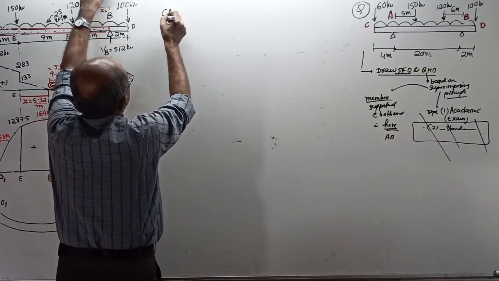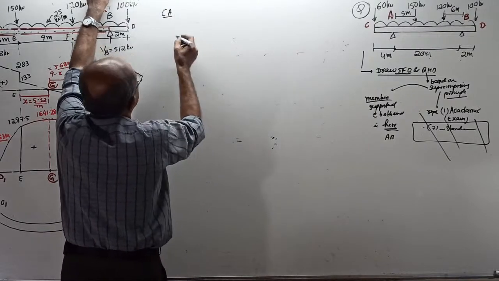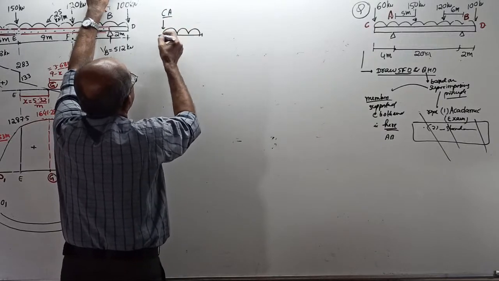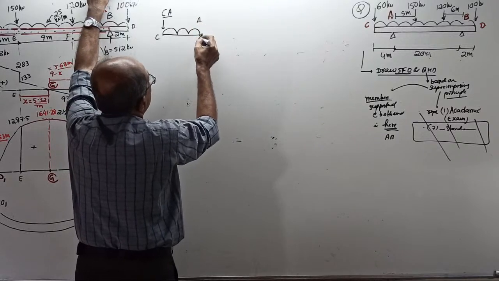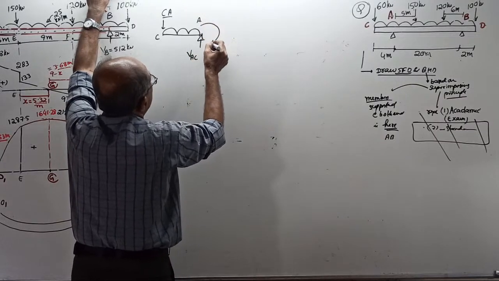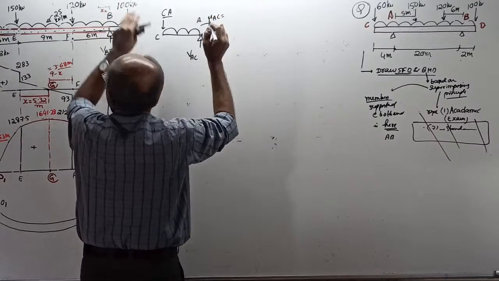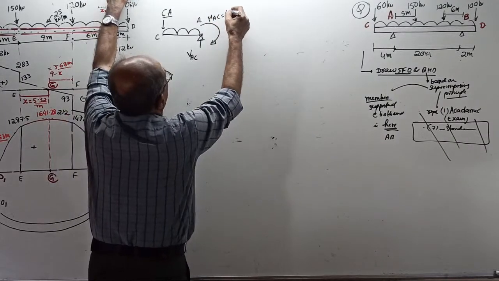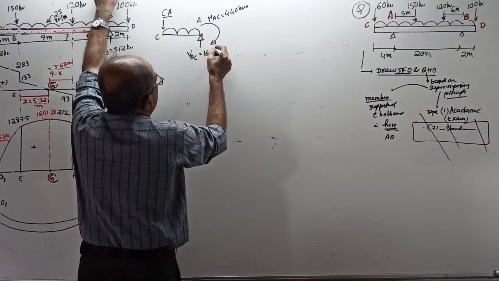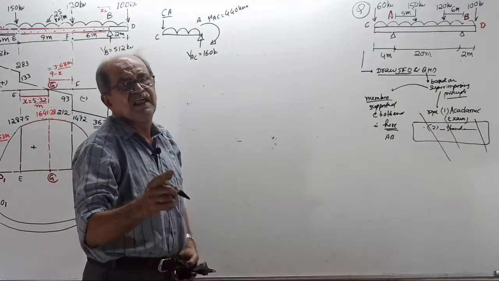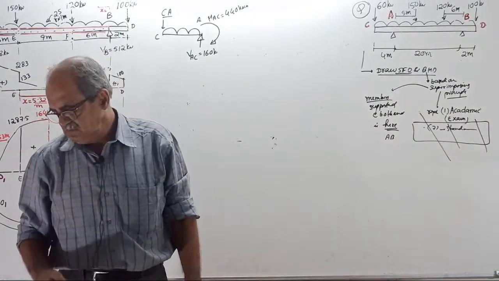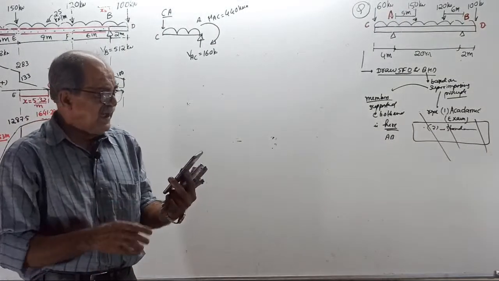First write the free body of CA. The purpose is for the SFD now, remember. If you write CA, there is a UDL here and a point load here. This is C, this is A. There is a reaction here, VAC, and a moment here, MAC. MAC equals 440 kilonewton meter clockwise, and VAC is 160 kilonewton upward. All this I discussed in the last class, yes or no? If you want, you can refer to the last class and study once again. Clear now?